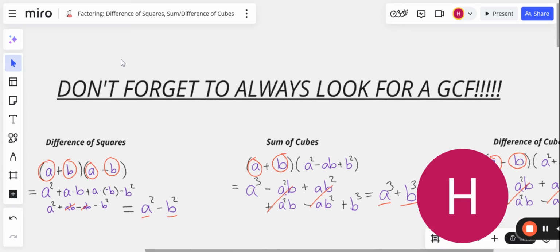Today we're talking about factoring. Factoring in a few different special cases. The difference of squares factoring and the sum and difference of cubes factoring.